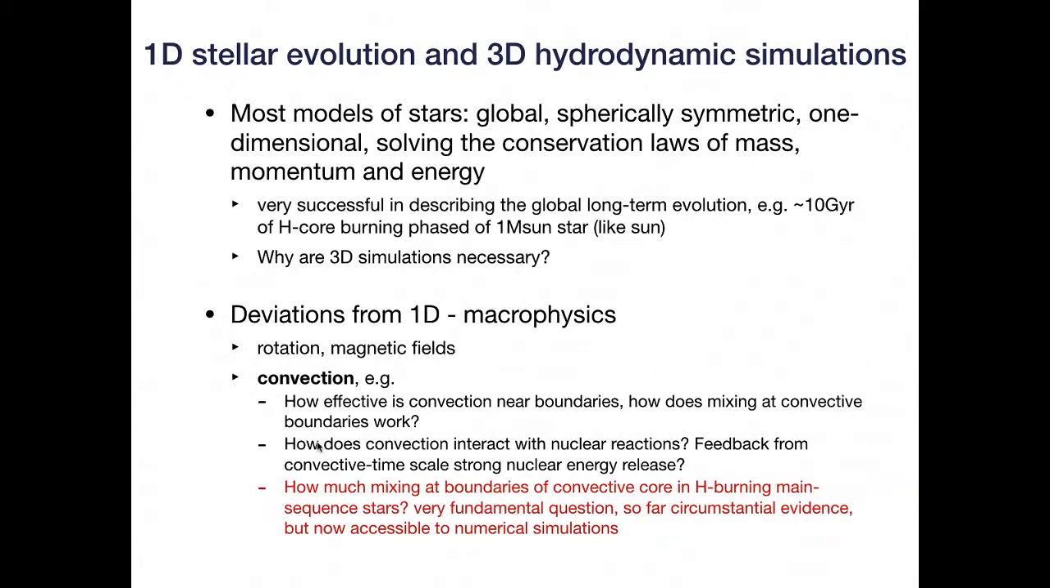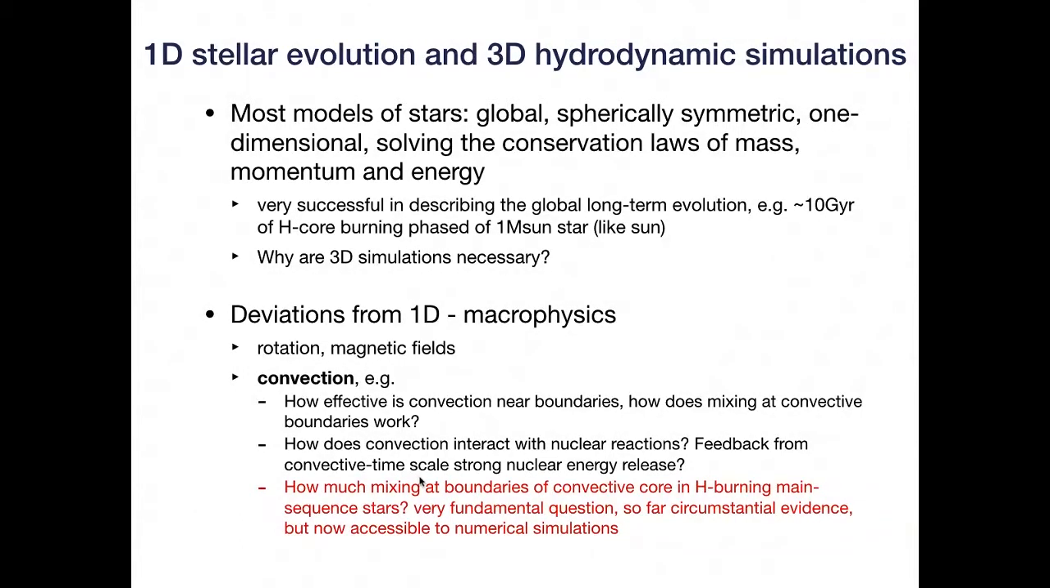Convection happens in three dimensions, and questions that we have are: how effective is convection near the boundaries? How does mixing at convective boundaries work? In some applications, we have been investigating how convection interacts with nuclear reactions, the feedback from convective timescale, strong nuclear energy release. If you have one fuel mixed convectively into another shell, suddenly you get huge outbursts of energy. How does that feed back into the 3D hydrodynamic mixing?